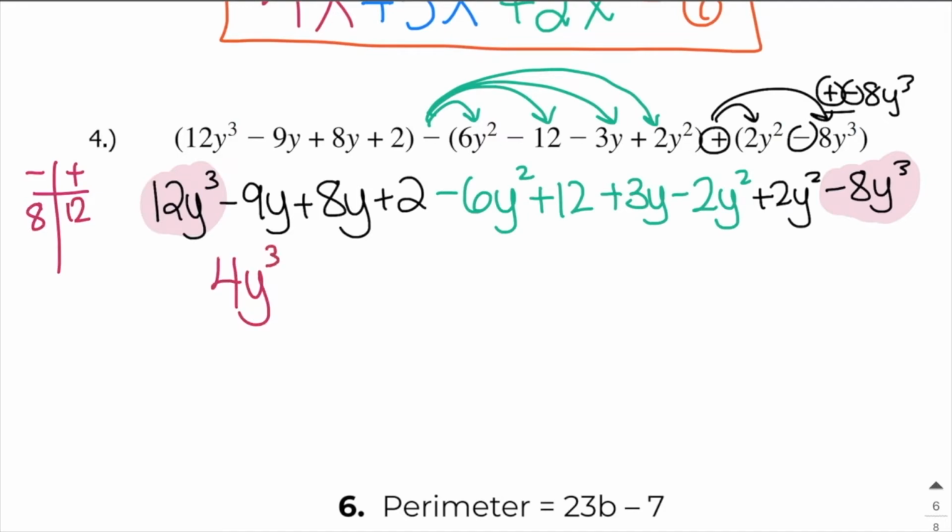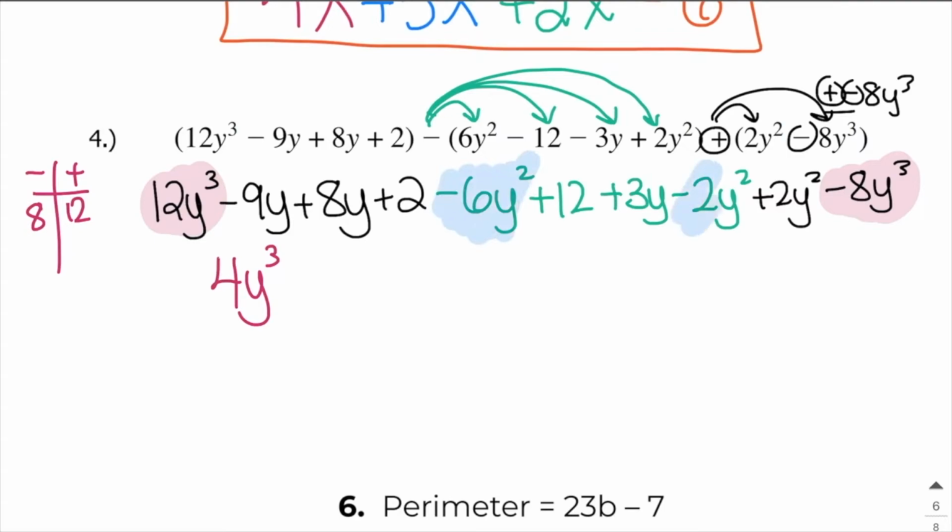So this is 4y cubed. Now, at this point in time, I'm going to be strategic about doing this. I'm going to put this in descending order at the same time that I'm collecting my like terms. So I'm not going to deal with this negative 9y right now. I'm going to go to the next lowest term, which is the y to the power of 2. So I've got negative 6y squared.